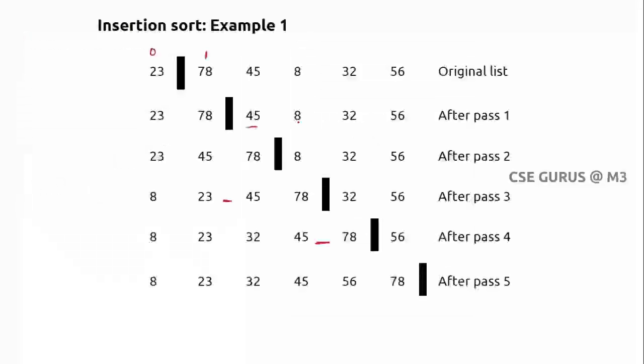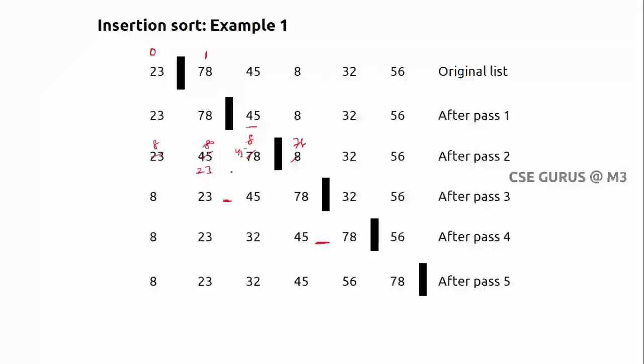Let us suppose 8 is there. So 8 is checking with 45, right? Now 8 is checking with 78. Is it true? Yes, then swap. 8 will come here, 78 will go here. Now 8 is checking with 45. 8 will come here, 45 will go here. 8 is checking with 23. 8 is coming here. This is the logic that is written here.